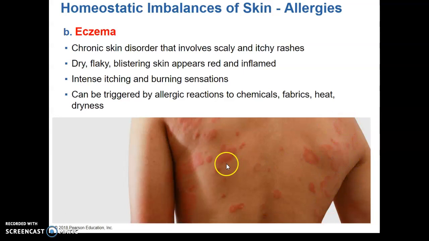And medication can help with this, but this is frequently a long time battle that people don't totally cure. They just learn with medications and avoiding certain things how to manage the disorder, because it's an allergy that can pop up over and over again.